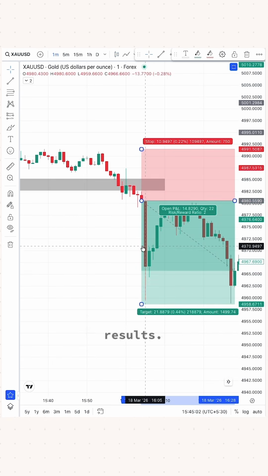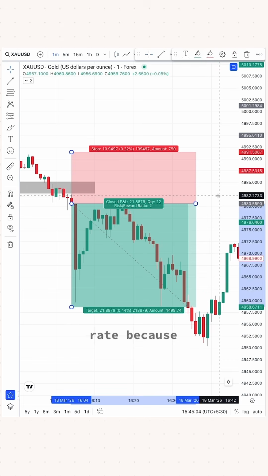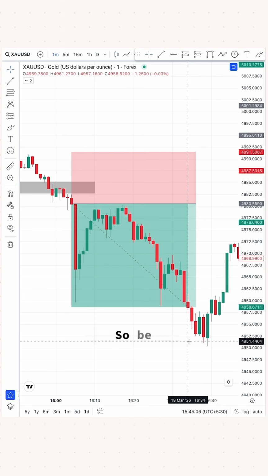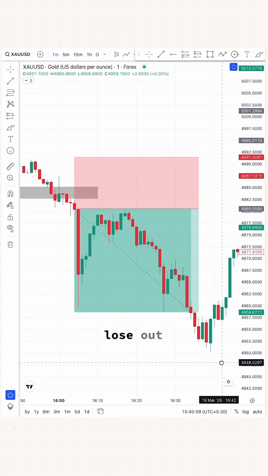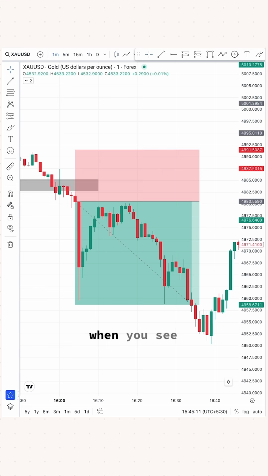It will give results, but you also need to know the term called win rate because this will not work 10 out of 10 trades. So be prepared for those 3 trades which you will lose out of 10. So you will not hold your loss when you see negative digits.